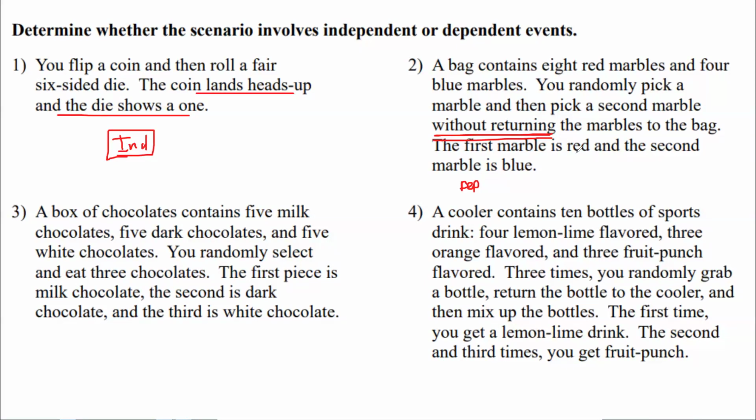So if I pick one marble and it's red, the probability of that is 8 out of 12. And then I would multiply by the probability that the next one is blue, which is 4, but then I need to change this to an 11, right? Instead of a 12. So the picking of the first marble affected the second probability, right? So this probability depends on the first one. So this one's dependent.